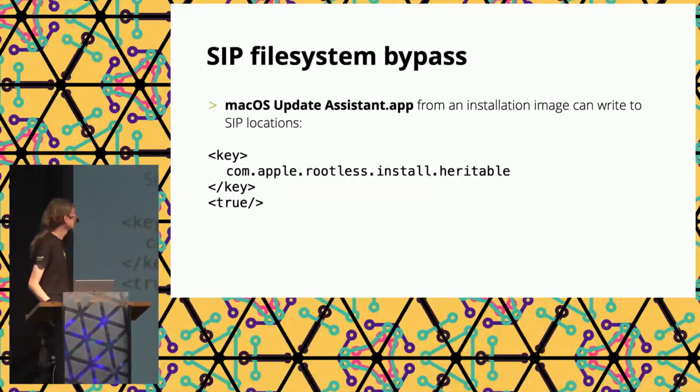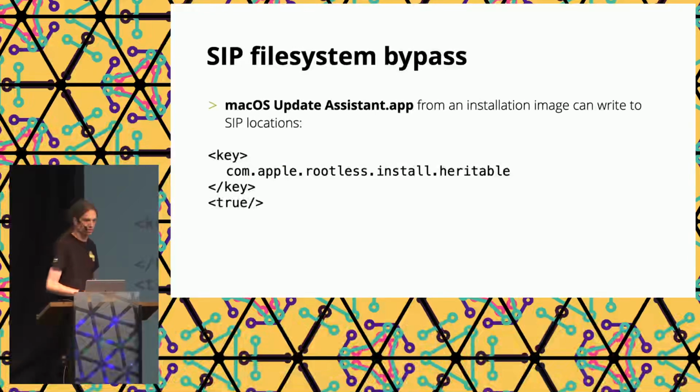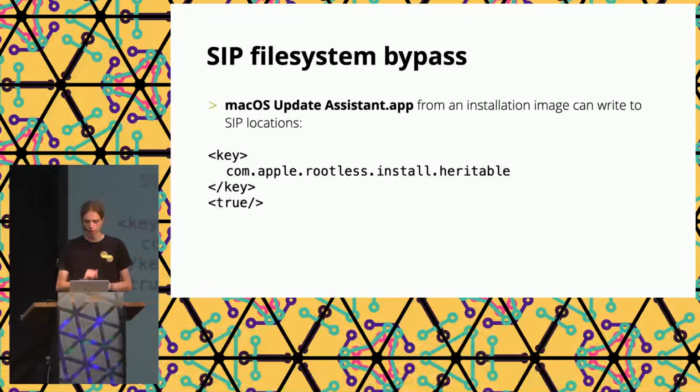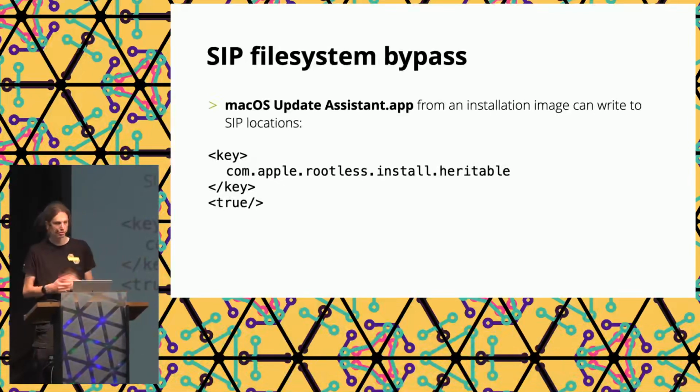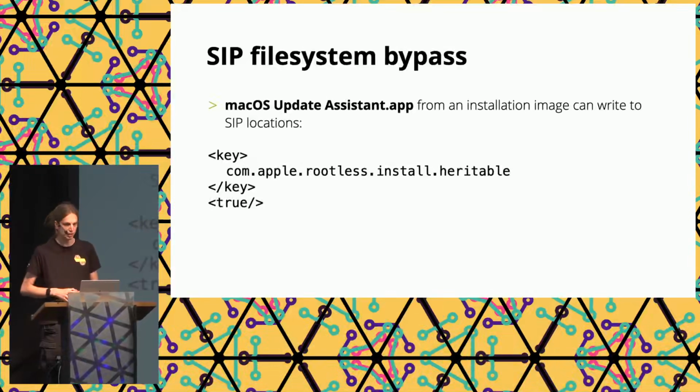And finally, we found an application, macOS Update Assistant. We found this in the beta installation disk image, and this has a very powerful entitlement. This basically means it can access every SIP-protected file, and it's also inheritable, so any process it spawns can also do that, which is easy for us because you can just spawn a shell. And this application can then be used to write to any SIP-protected location.